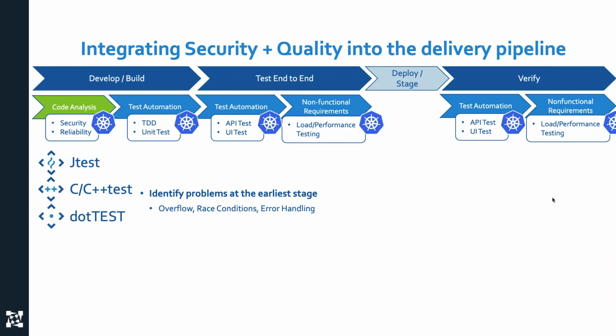Now, there's a lot of open source technology out there which will get you started. There are things like SonarQube, for example. But when you start looking at trying to uncover those deep reliability and security issues, that's when you're going to need to go beyond open source. This is where the Parasoft products Jtest, C++test, and dotTEST provide this level of analysis for Java, C and C++, and .NET technologies.